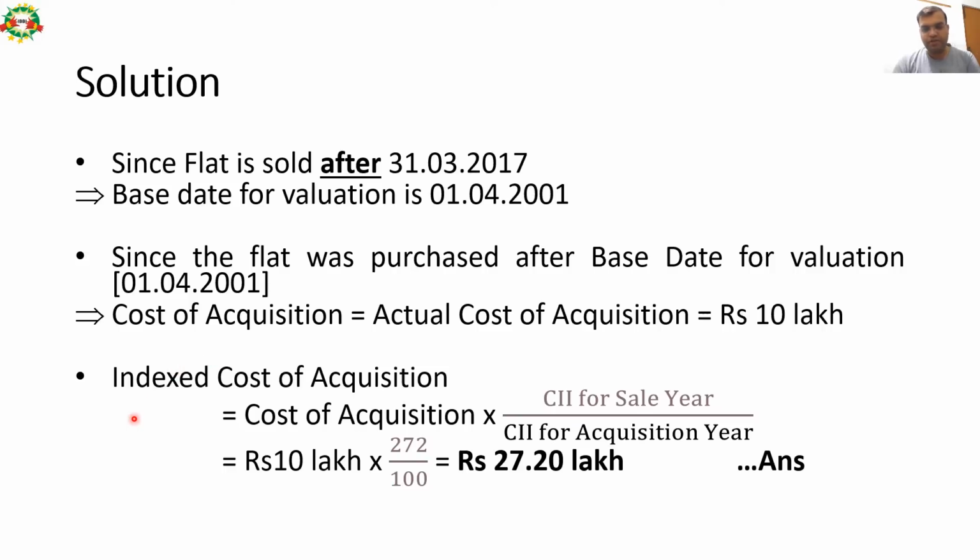So the indexed cost of acquisition is equal to cost of acquisition multiplied by cost index for sale year, divided by cost index for acquisition year or base year, whichever is later. Since here the acquisition year is the later one, we have considered this. So 10 lakh multiplied by 272, the cost index for sale year given in the question, divided by cost index for acquisition year 100, is equal to 27.20 lakh, which is the answer to this question.